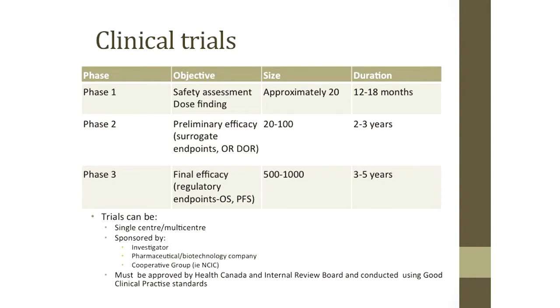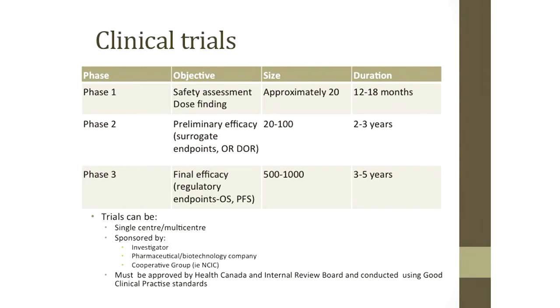Phase 1 trials are very early trials where there's a new drug that has come out of some preclinical studies from a laboratory somewhere and where it's looking promising, but we have to determine what's the safety profile of this drug and what's the proper dose of this drug. So this is usually a phase 1 type of trial. It's usually a small trial. There's usually dose escalation, and it's usually a smaller trial.